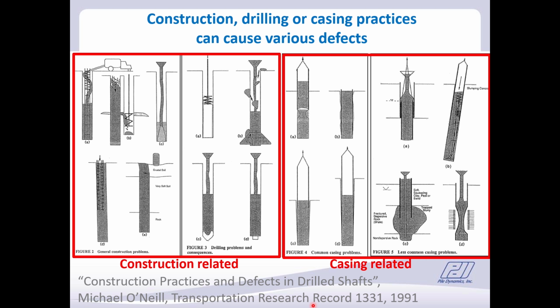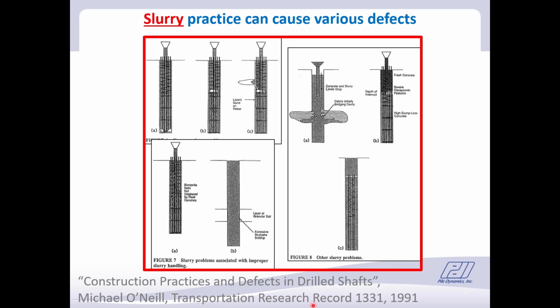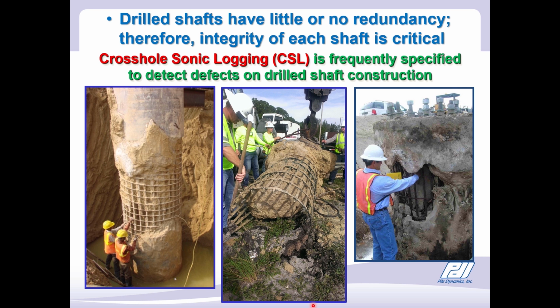Professor Mike O'Neill, who's since passed away, wrote a very nice paper, the reference that you can see at the bottom of the screen, showing various construction-related causes for integrity problems, problems that are caused by casing installations, problems that are caused by the introduction of slurry and the way it is handled. Since drilled shafts have generally high loads, they have relatively little or no redundancy. Therefore, the integrity of each shaft is critical.